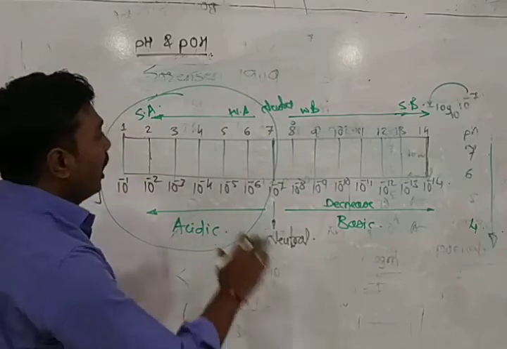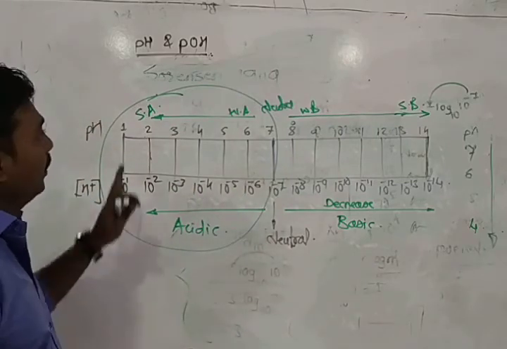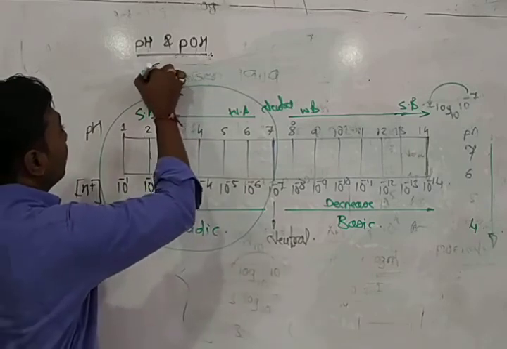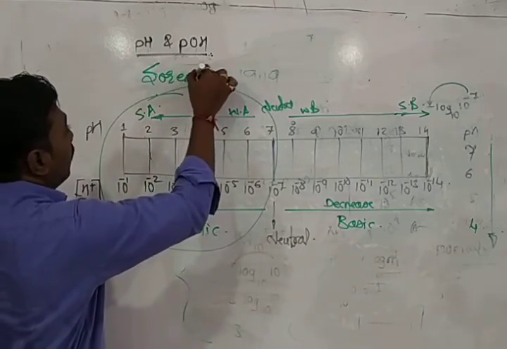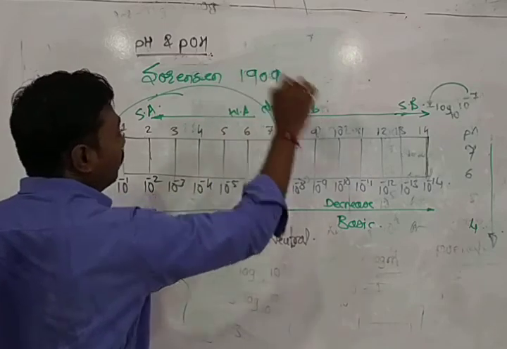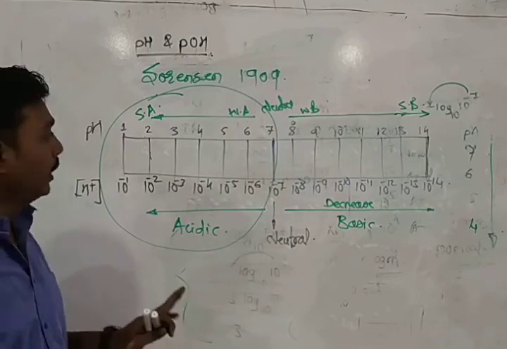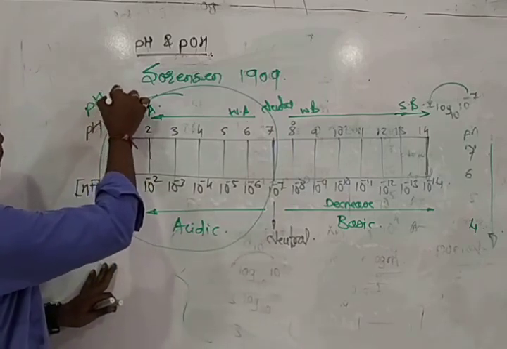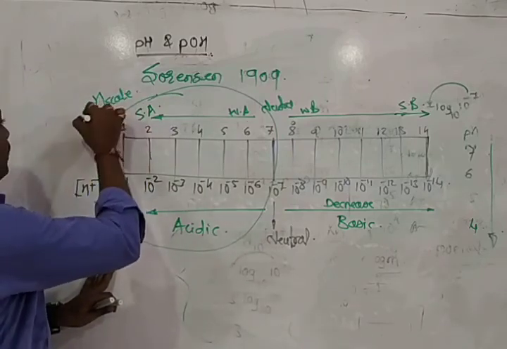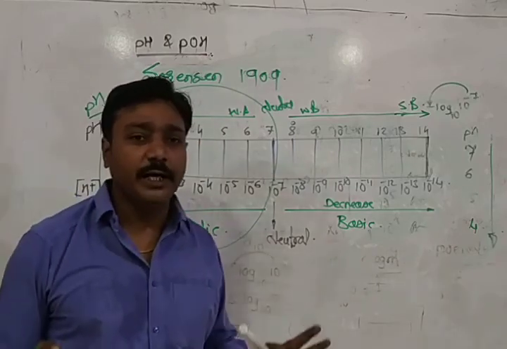This is all about pH, pOH and the pH scale. The pH scale was designed by Sorensen in 1909. In the next lecture, we will discuss the relationship between pH and pOH.